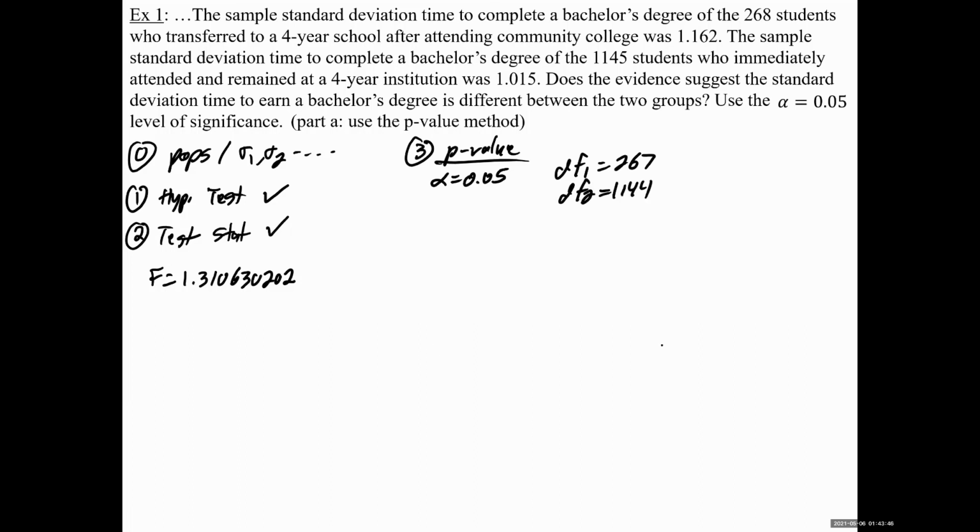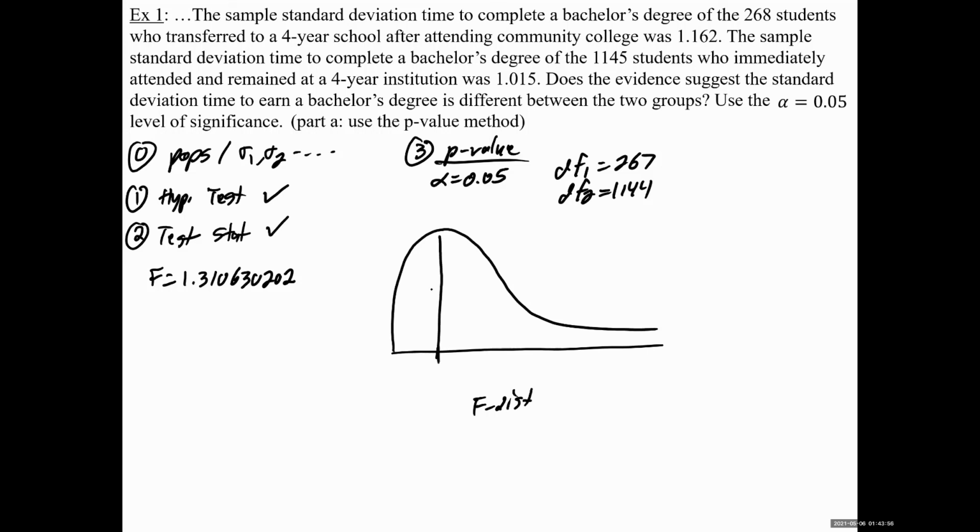Then you draw a picture. Again, this is the F distribution. Make sure you label it. And this was a two-tail test. So you put a tick mark on the left, you go up to the curve and shade to the left, put a tick mark on the right, up to the curve, shade to the right.